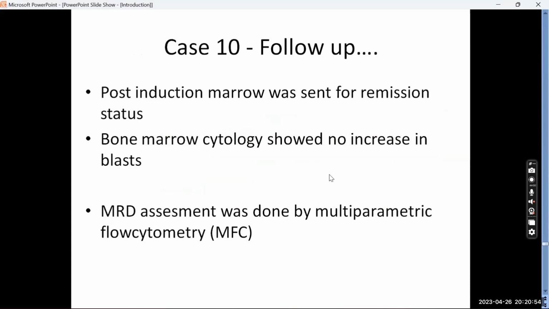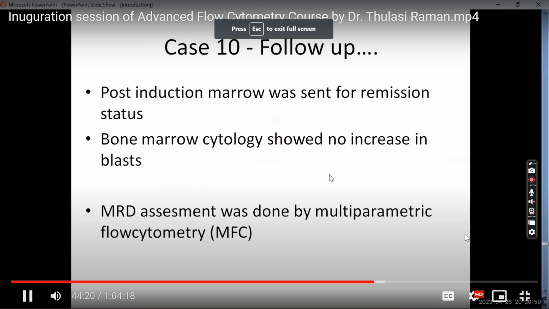Now, the same case which I showed you, that is KMT2A rearranged ALL, one month passed, and now the case has come to me again for post-induction assessment.